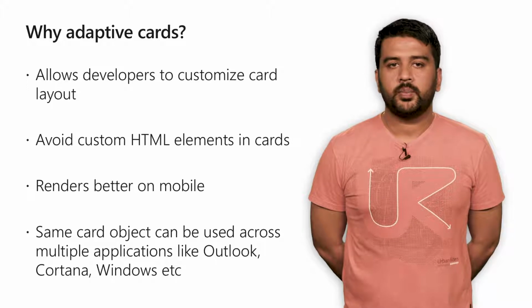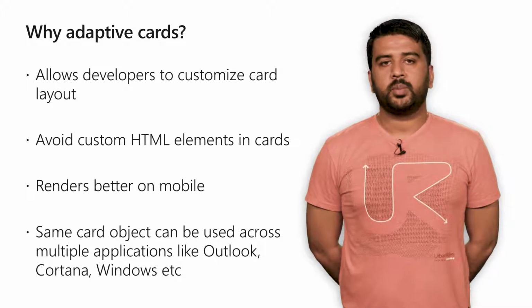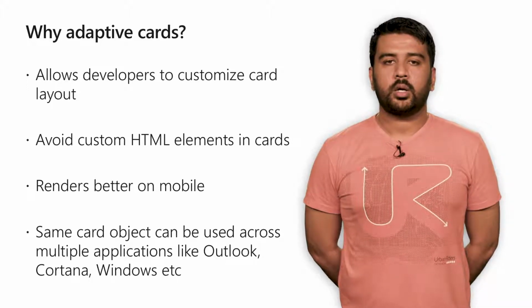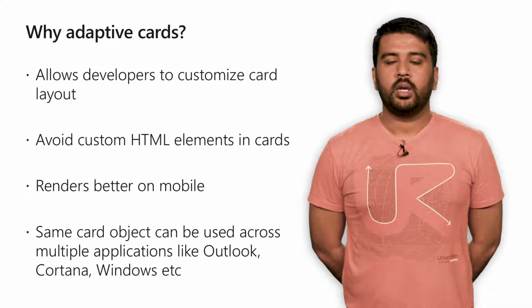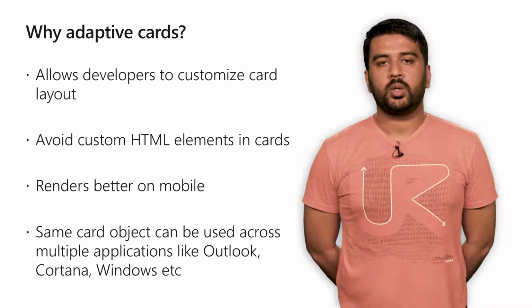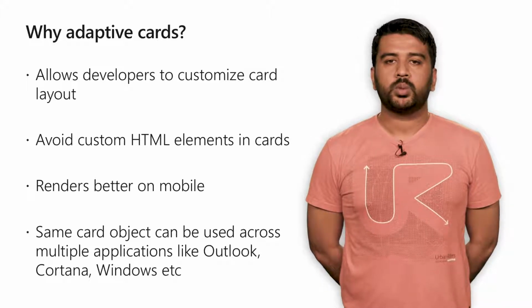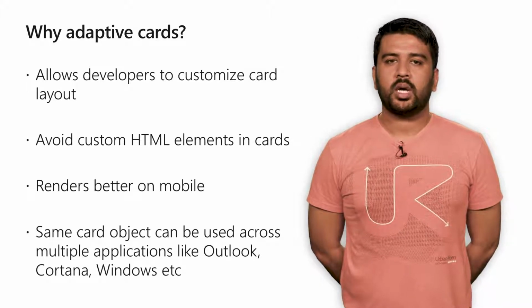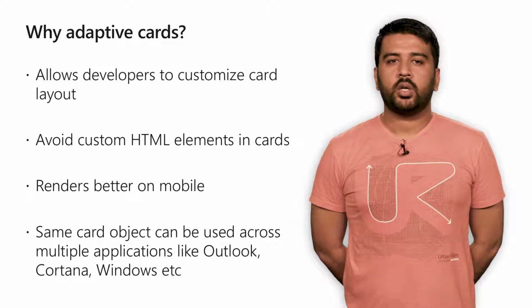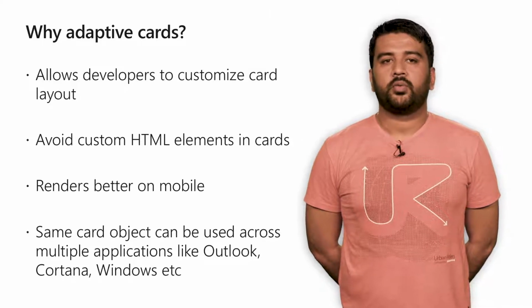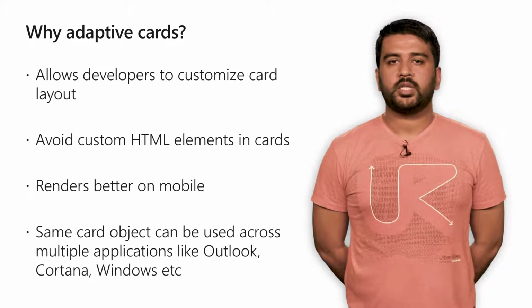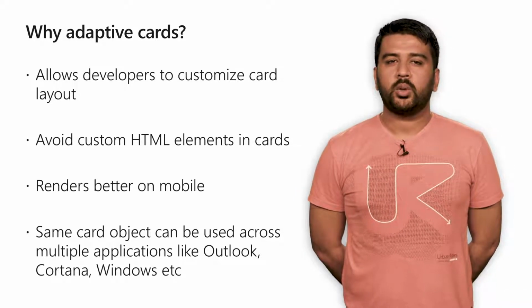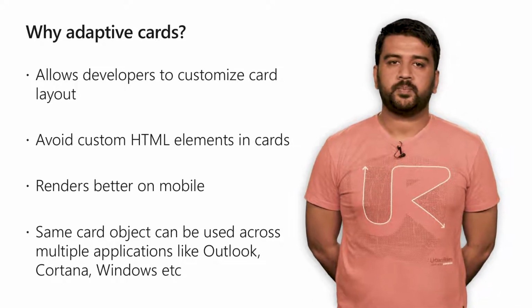So why adaptive cards? We've heard a lot of feedback from developers to customize their card content and organize the data how they see fit. In the earlier card layout system, like hero and thumbnail cards, the layout was more rigid, which meant you had to rely on custom HTML within the card in order to get the exact right structure for your card. This creates its own set of problems, especially when it comes to controlling how the content looks on mobile.